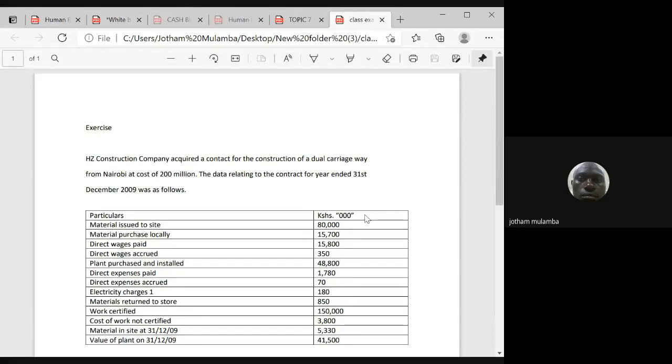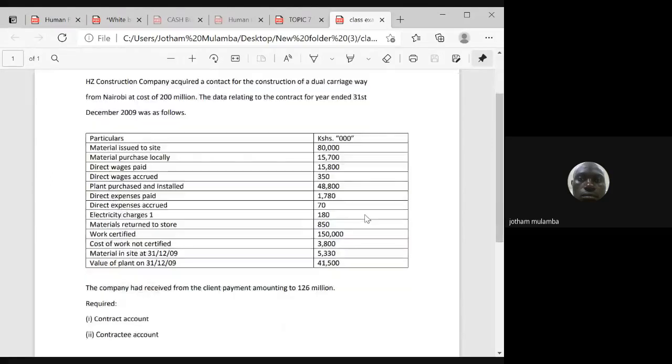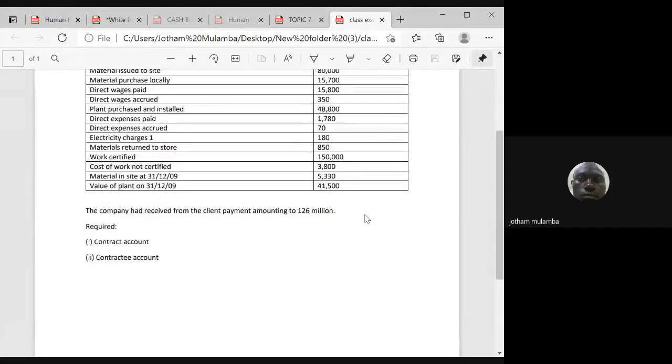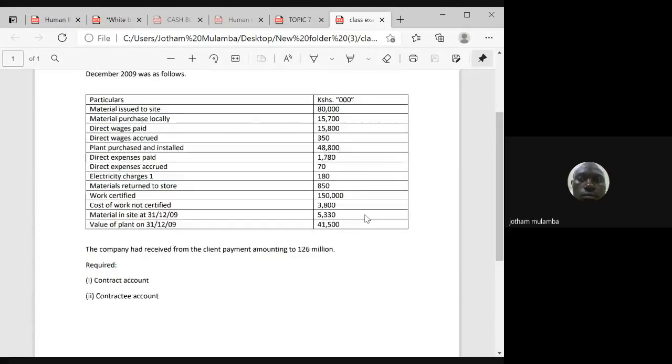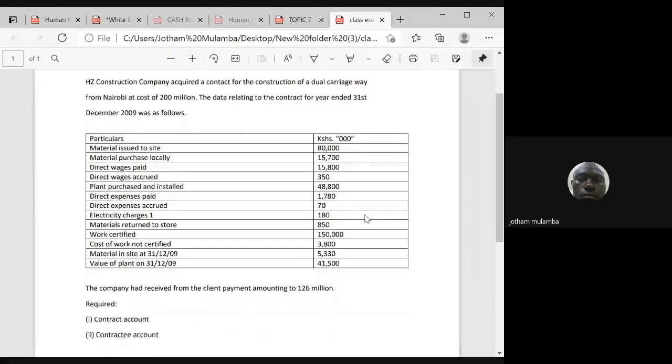Then you have material on site on 31st December 2009. We also have value of plant on 31st December 2009. Then the company has received from the client payment amounting to 126 million. Required: prepare the contract account, prepare the contractee account. Number 3, which is not within that question, we will also ascertain the profit to be recognized in the profit and loss account. So I hope now all of us are together. From those transactions, who can identify the first transaction I should record on the debit side?